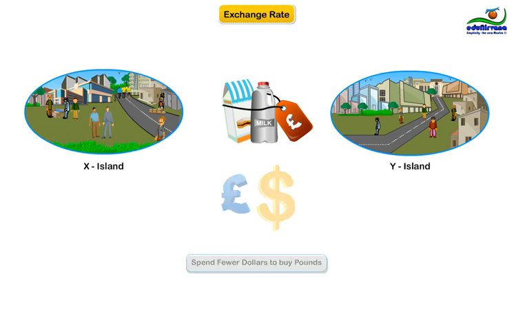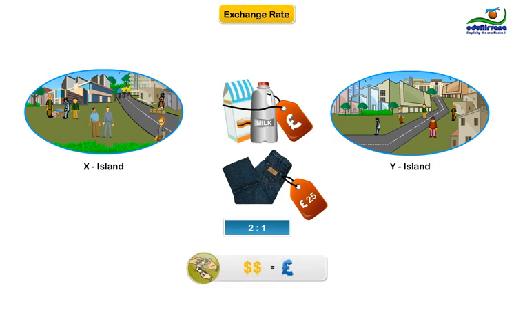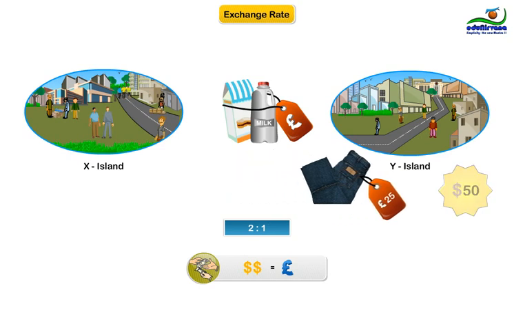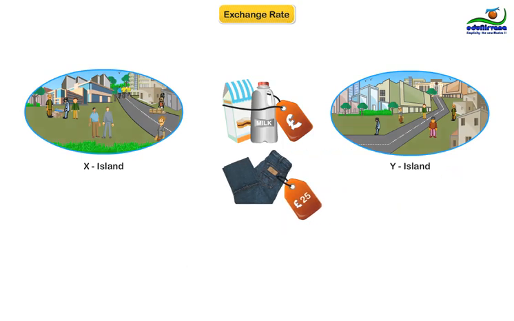Suppose the price of X island jeans in Y island is 25 pounds. Let's assume current exchange rate is 2:1. That is, $2 is equal to 1 pound. In this scenario, Y island people will have to spend $50 to buy the jeans, which is worth 25 pounds.